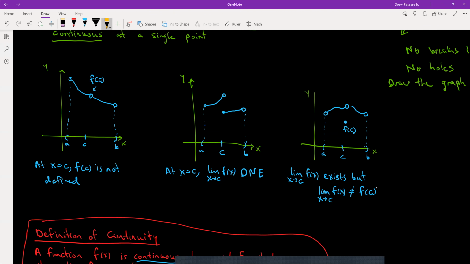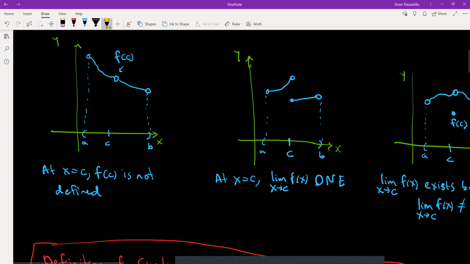So if I choose some value c in this open interval, like for this one, this is a case where the function's not continuous at this value c. So in blue it says at x equals c, f of c is not defined. The point doesn't exist. There's a hole. So if that hole was closed, then it would exist. So it's not defined at x equals c. The y coordinate of that point doesn't exist. It's not defined. So that's a case where you have not continuous at the value c.